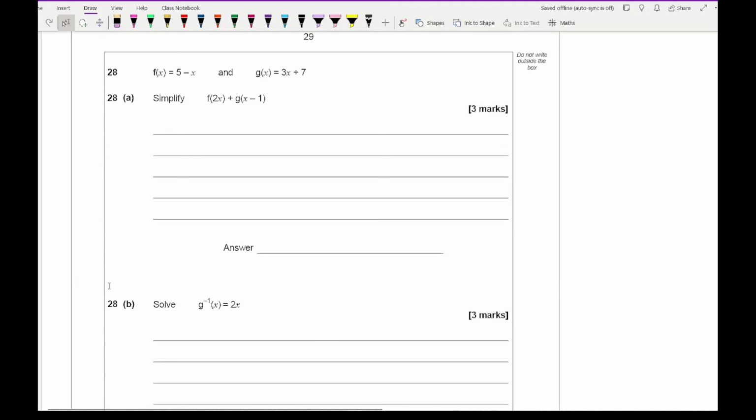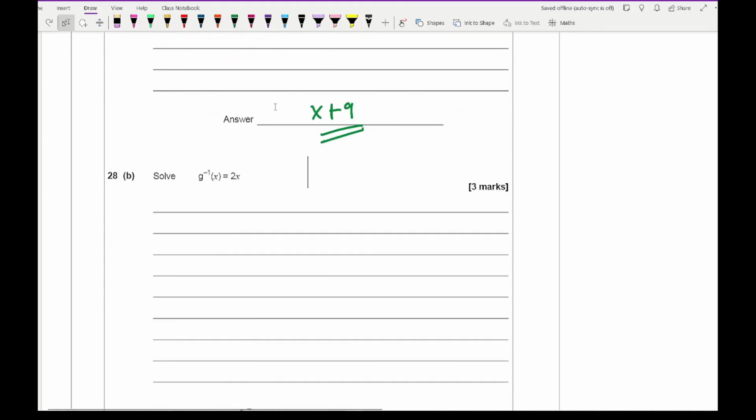Then moving on to question 28, we've got functions, and it says simplify f of 2x plus g of x minus 4. Here I need to substitute 2x wherever I see an x in f of x. So I've got 5 minus 2x plus, and now wherever I've got an x in g, I'm going to swap that with whatever's in the brackets. So I've got 3 times (x minus 1) plus 7. Then I just need to neaten this up, so I've got 5 minus 2x plus 3x minus 3 plus 7, and if I neaten all of that up, I end up with x plus 9.